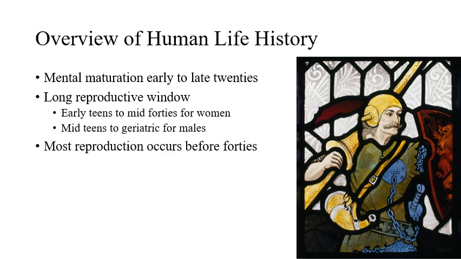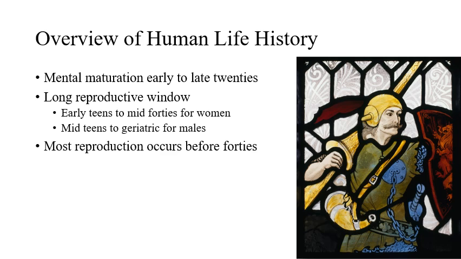Mental maturation is in the early to late 20s. It's really interesting that mental maturity is reached later than sexual maturity. And the book has an interesting point of view on that I don't know if I buy or not. We'll get into that. Humans have a really, really long reproductive window if you think about it in terms of the animal kingdom broadly.